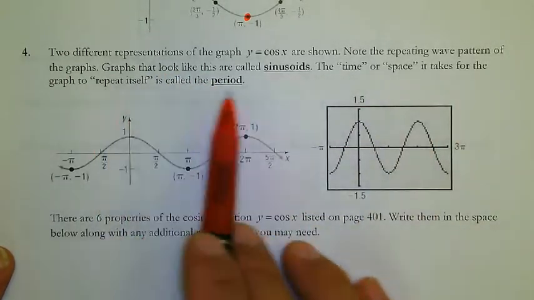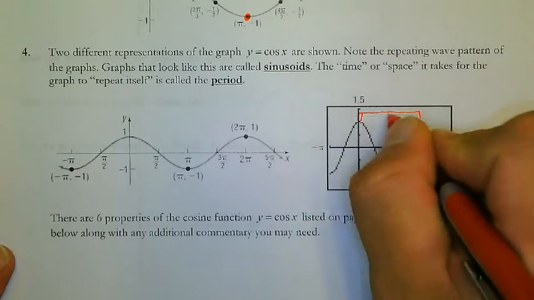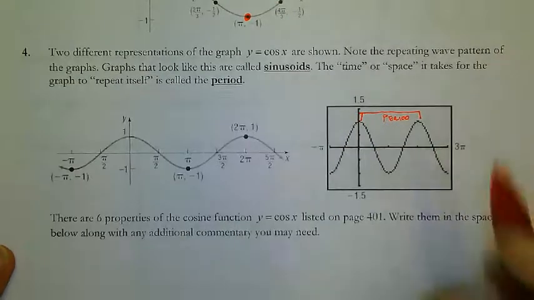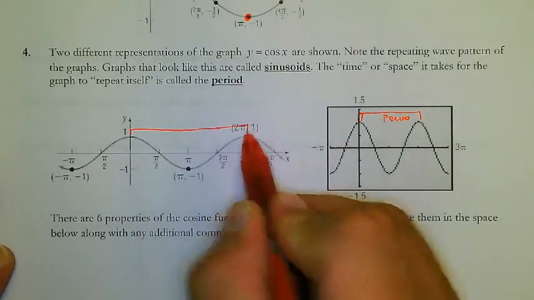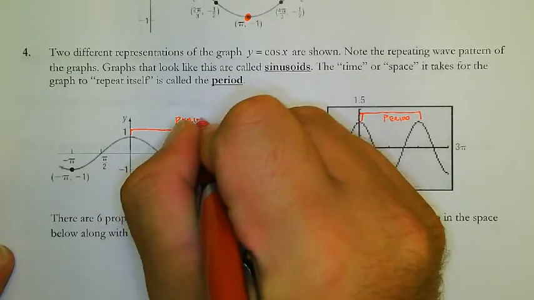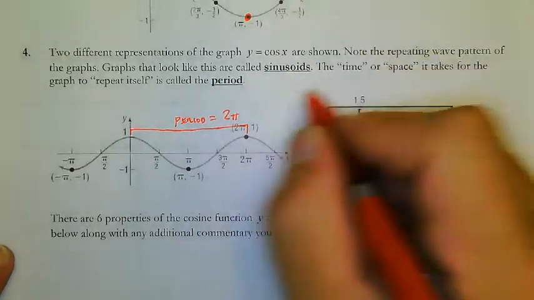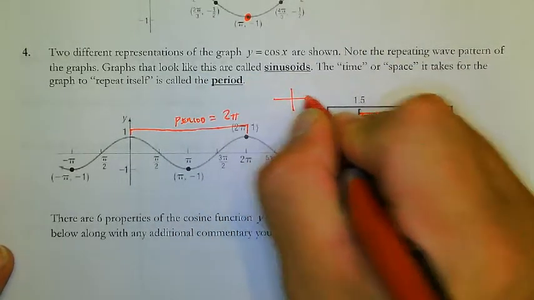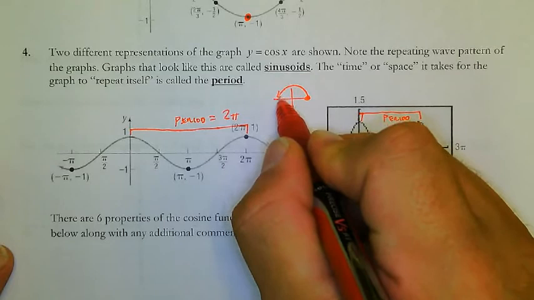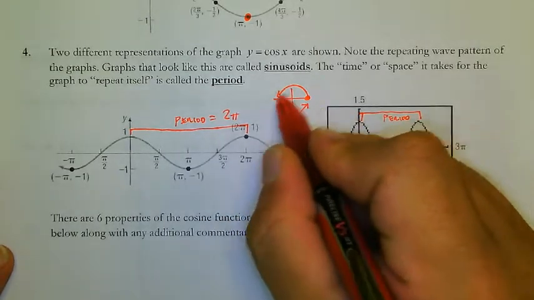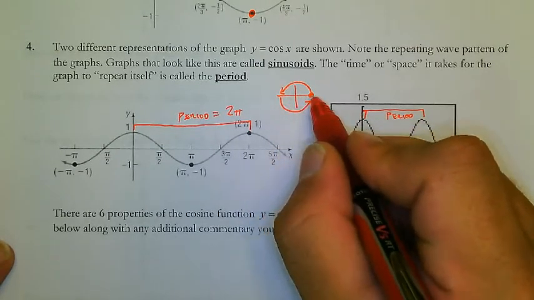The time or the space it takes to repeat is called the period, right? So if I go from a maximum to a maximum, that is my period. I could also think about it in different ways, but generally maximum to maximum is my period, and that is equal to 2 pi as well for the cosine function. And really what it's saying is, if I think about the cosine function from the unit circle, and I go around and just keep on going around, well, it takes 2 pi radians to make a complete revolution, and then the pattern repeats itself.